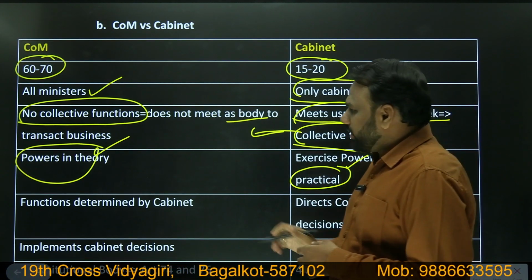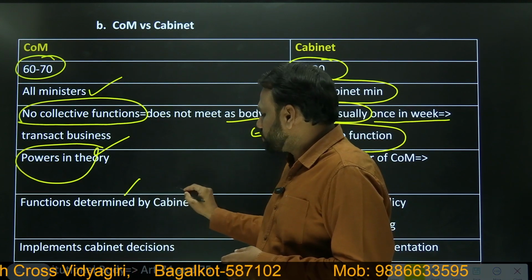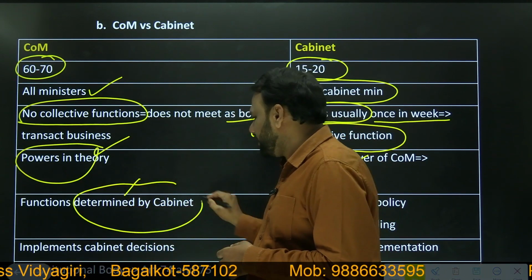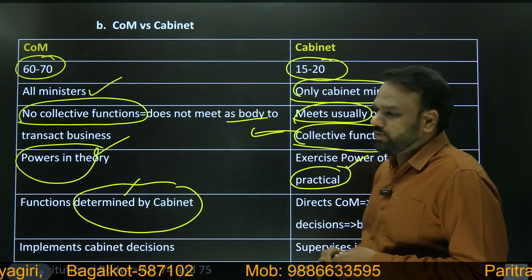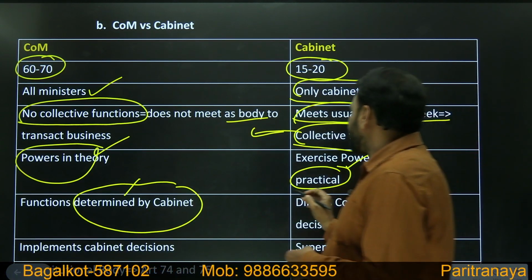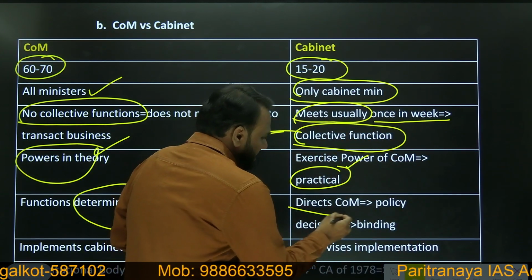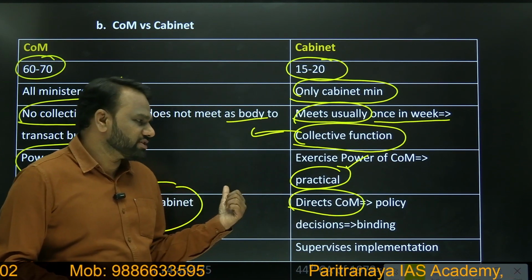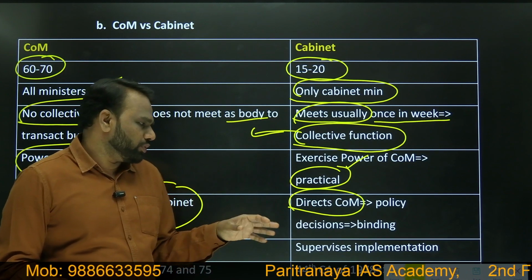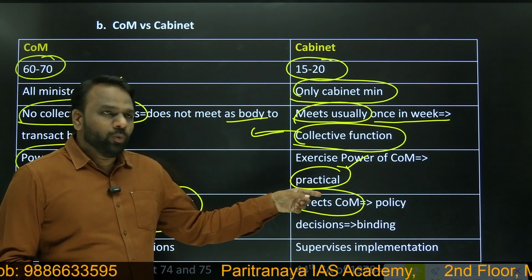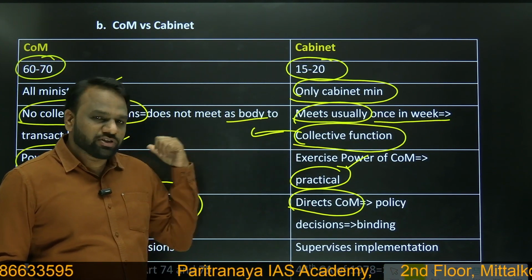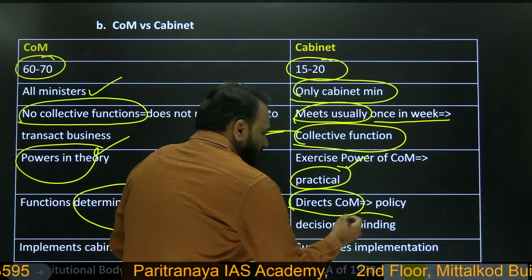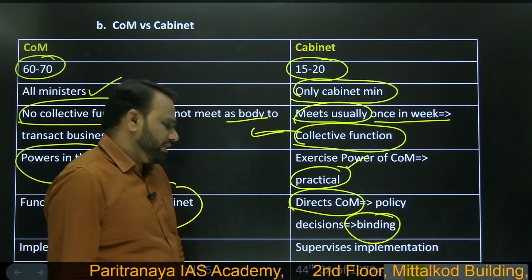Next, what are the functions of the council of ministers? Whatever has been determined by the cabinet, those functions will be performed by the council of ministers. So what does the cabinet do? The cabinet directs the council of ministers. It tells the council of ministers what work they are supposed to do, and whatever work the cabinet assigns to the council of ministers is binding on them. Okay, that is binding on the council of ministers.